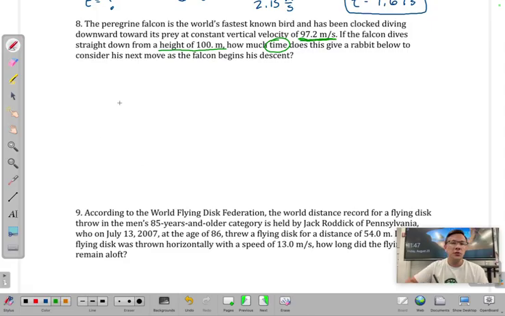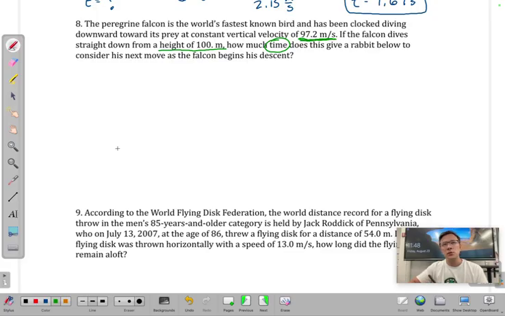So don't let the fact that this says height confuse you, because if you think about it, we're assuming the falcon is diving down in a straight line. It doesn't say that, but we have to make that assumption.